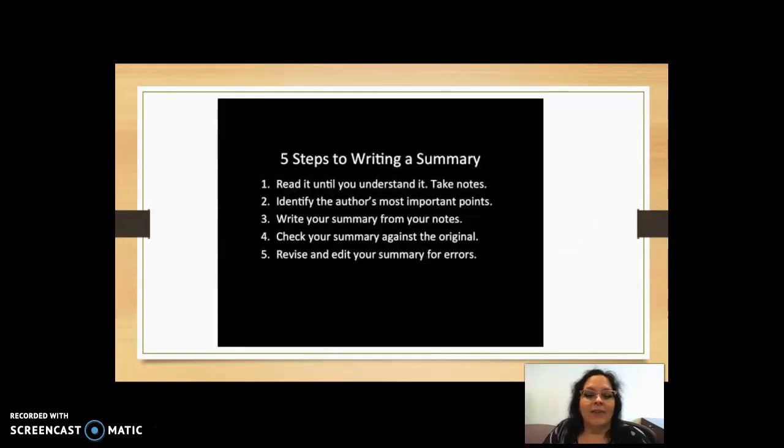So this I got as 5 steps, because first you want to read it and make sure you understand it. Take notes in your own words what they're saying. Then identify their most important points. Then write the summary from your notes, but check it against the original to make sure it's not too closely written like theirs. If it is, write it again in your own words. Change what it is. And then, of course, you definitely want to revise it, edit it, make sure there's no grammatical errors or anything like that.